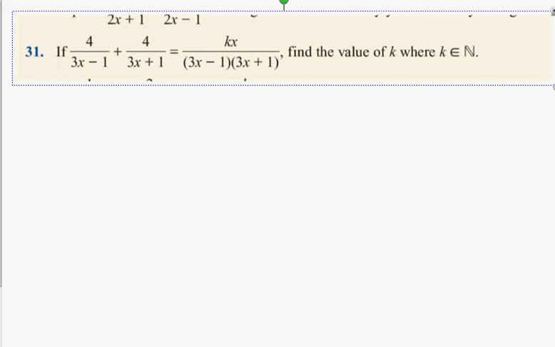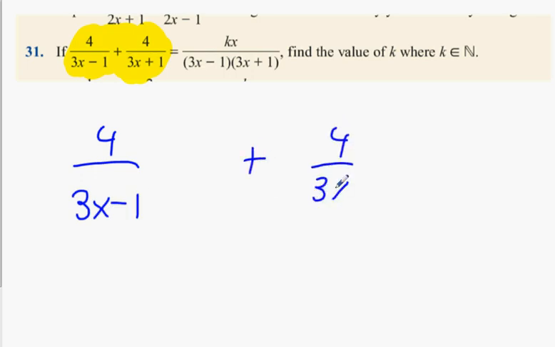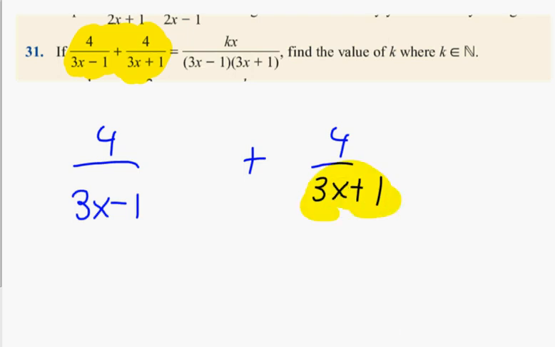31. What I told you guys earlier about this one is just concentrate on the left hand side. Don't really worry about the right hand side. So what happens here, guys? You have the 3x minus 1 and you have the 3x plus 1. And what I told you yesterday was that that's the yellow one, that's the blue one. What do you do next?